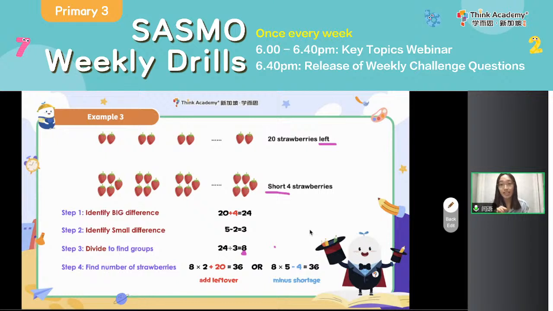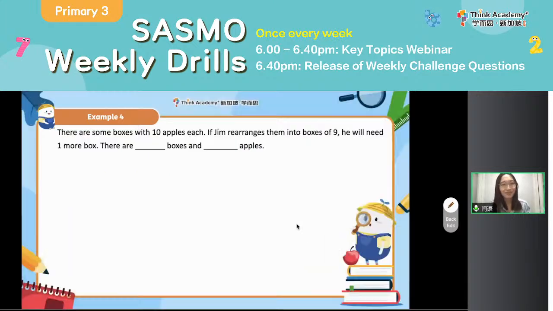Everyone, please also take notes. For the first 3 examples, you just memorize that. In the end, to figure out the total number of objects, what should we do? You need to add the leftover and then minus the shortage. Any question now? For students who got 44, you used 8 times 5 and then plus 4, right? It should be minus 4. That is not enough, you need 4 more. Understand now? Good.